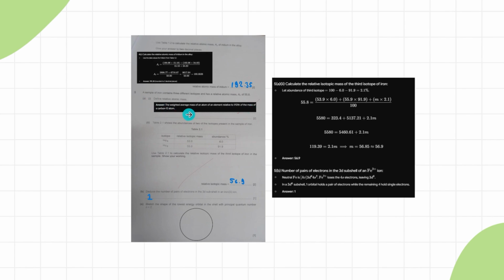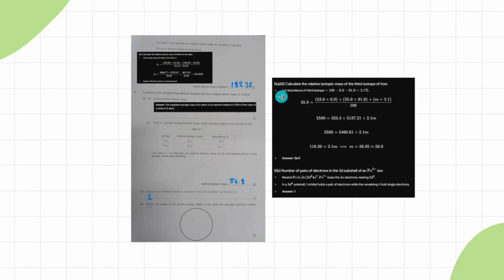Define the relative atomic mass. Answer: the weighted average mass of an atom of an element relative to 1/12 the mass of a carbon-12 atom. Table 2.1 shows the abundance of two of the isotopes in the sample of iron. So this is the information. Use table 2.1 to calculate the relative atomic mass of the isotopes of iron in the sample.